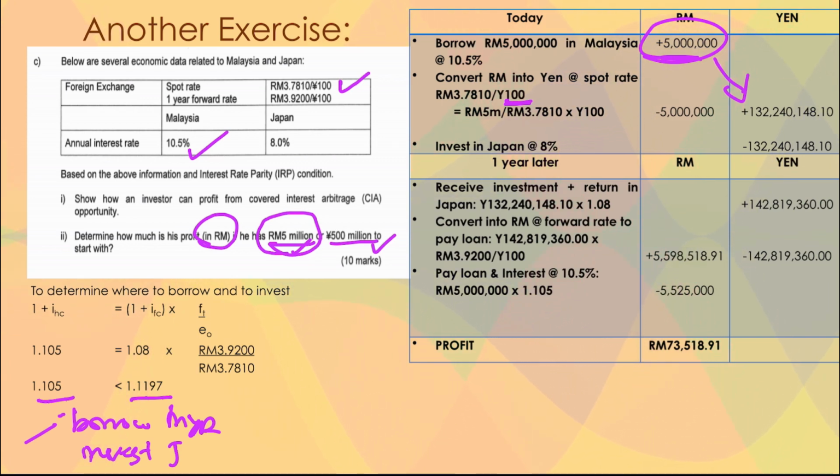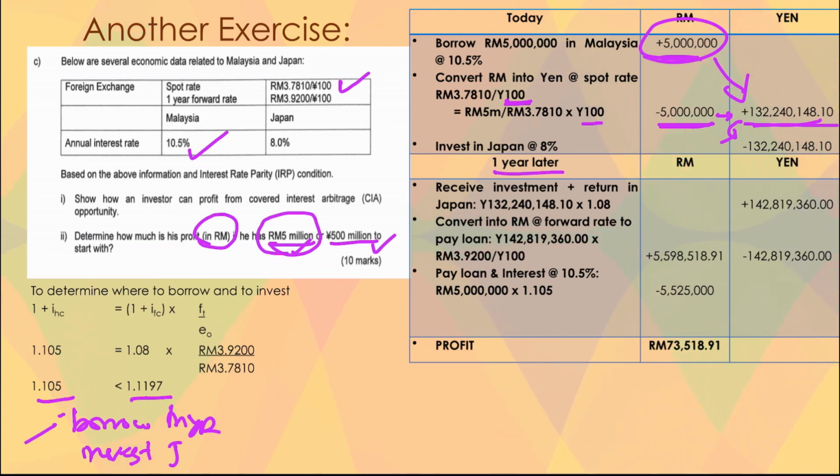Let's recall back chapter 4, how to convert the currency. RM 5 million divided by 3.78 times 100 yen. Here you minus 5 million because the value goes to yen. When you do the calculation, you will get 132.24 million yen. And then this yen, you invest in Japan at 8%.